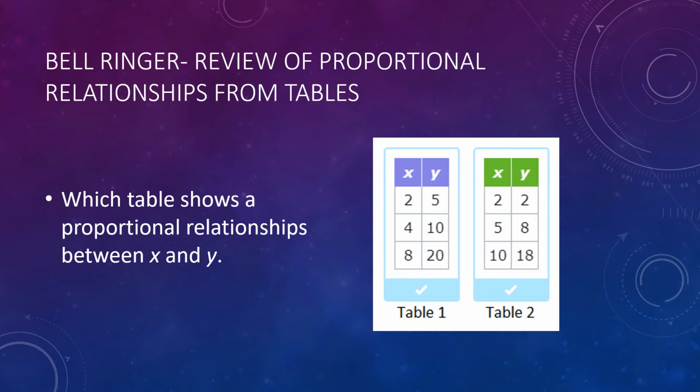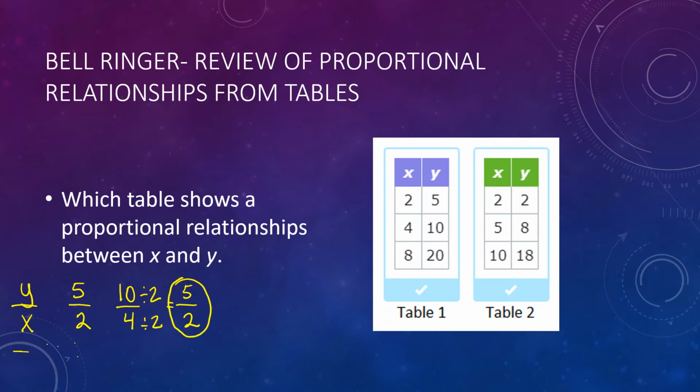To see if there is a proportional relationship, we're going to divide y over x. Okay, so in our first table, our y value is 5 and our x value is 2. So we can't simplify that 5 halves. Let's look at the second values in table 1. Our y value is 10 and our x value is 4. But that one can be simplified by dividing by 2. So 10 divided by 2 is 5 and 4 divided by 2 is 2. So we get 5 halves.